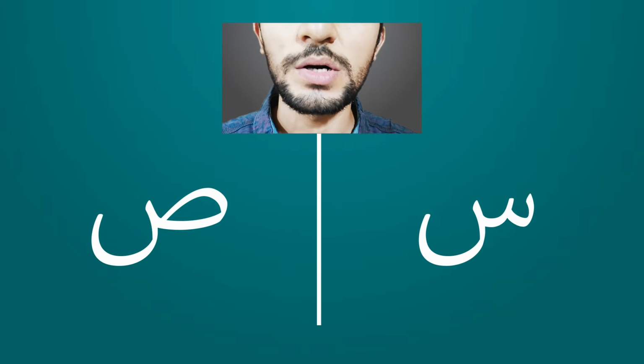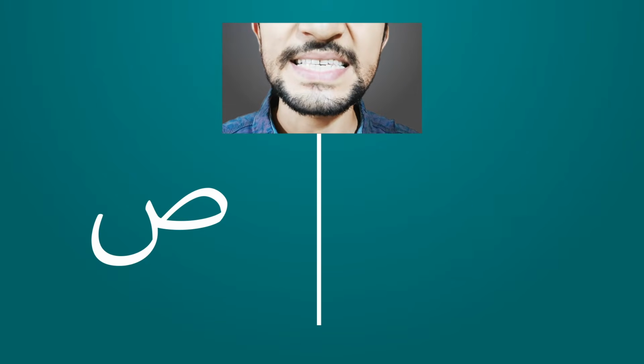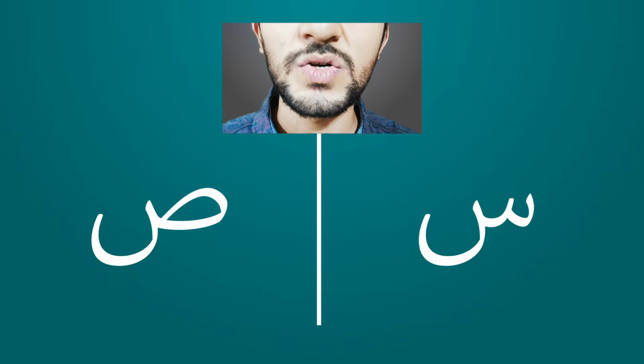Now, moving to the third couple, we have se and sa. Obviously, the soft one is se, and sa is the hard one. The best way to distinguish the difference between them is by stretching the sound. Look at my mouth. Se, sa. Now we will stretch the sound. Se, sa. We can even switch between them.